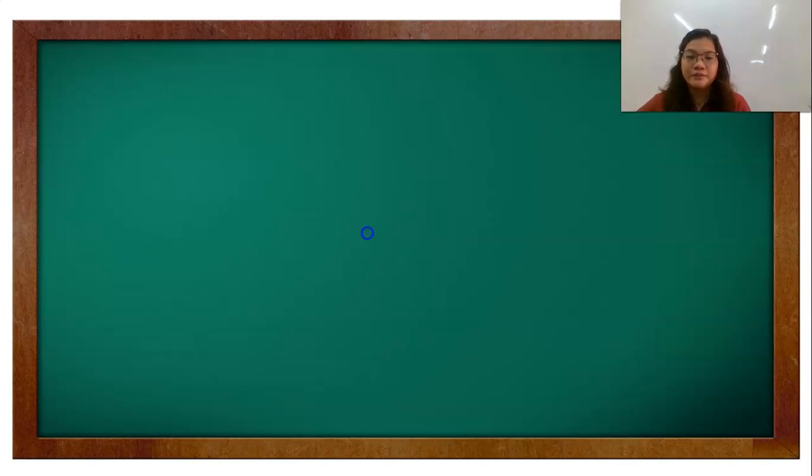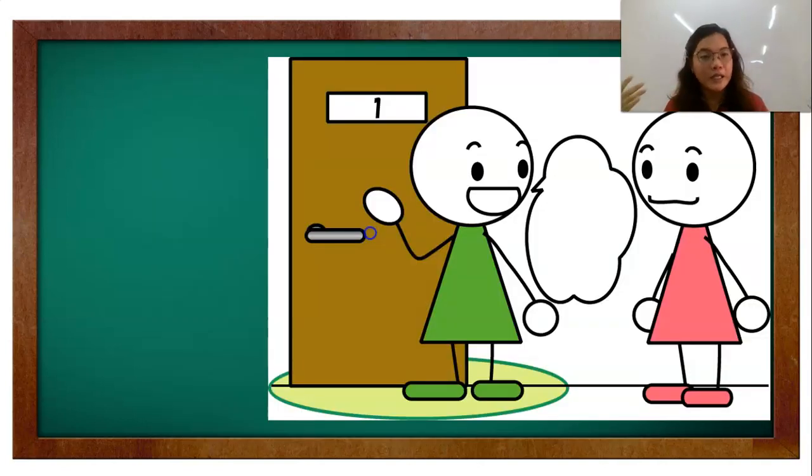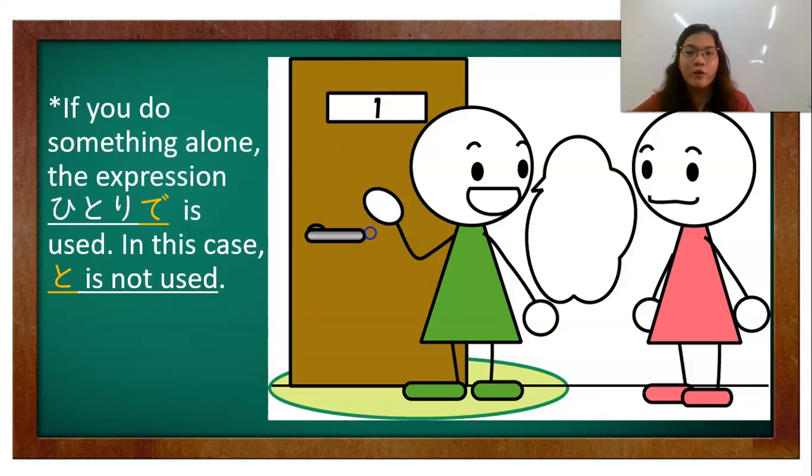Okay? Kung ikaw lang mag-isa ang gagawa ng action, sasabihin mo, ako lang yung gumawa ng action na yan. So, if you do something alone, the expression hitori de is used. So, in that case, "to" is not used. Okay? So, since ikaw lang, wala kang kasama, so sasabihin mo, I'm alone. So, alone in Japanese is hitori de. Okay? Hitori de tabemasu. Ako lang mag-isang kumain.